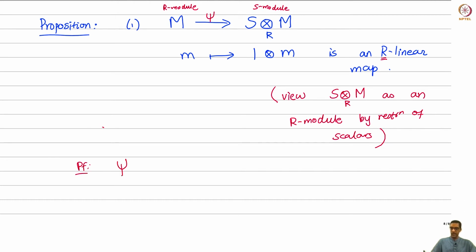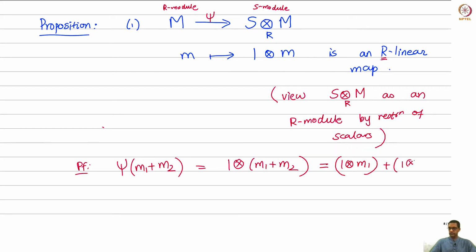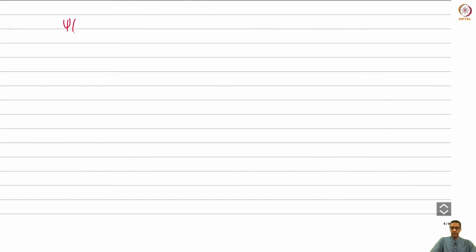Okay, so let's prove this proposition first, part 1 of the proposition. So how do I show it's R linear? Well, I have to show, if I take a sum of two things, what does it go to? One tensor M1 plus M2, and of course this tensor symbol is Z linear definitely. So one tensor M1 plus one tensor M2, therefore it's psi M1 plus psi M2. That's the easy property.